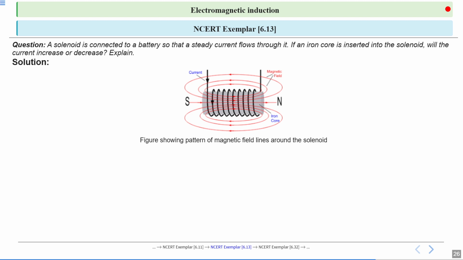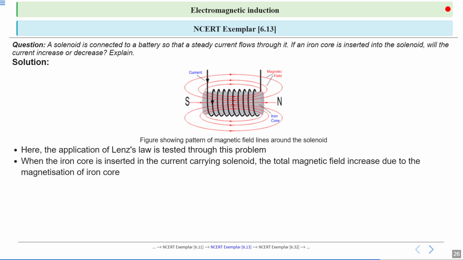The figure shows the pattern of magnetic field lines around the solenoid. There is a solenoid, current is flowing through it, and an iron core is inserted inside the solenoid. These are the magnetic field lines. When we place an iron core, as we have discussed in magnetism and matter, there will be magnetization of the iron core, due to which the total magnetic field will increase. Here the application of Lenz's law is tested through this problem.